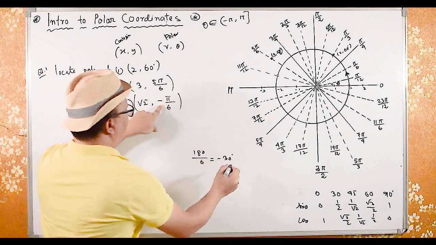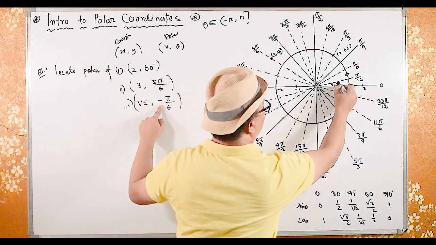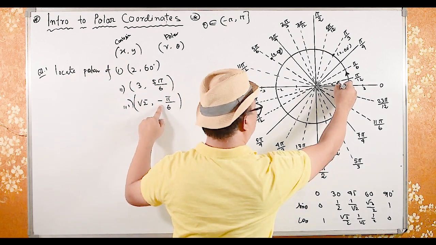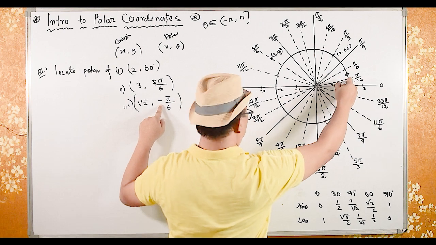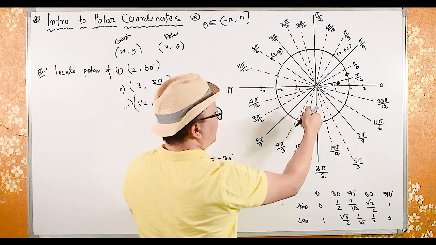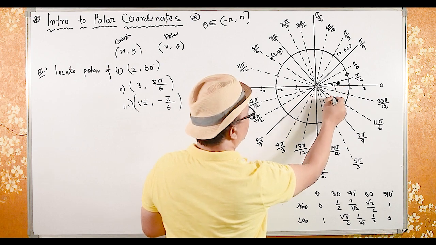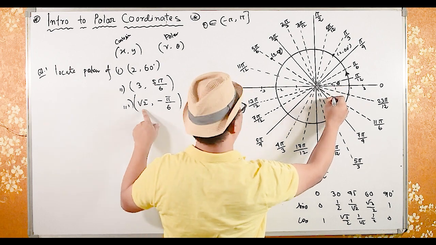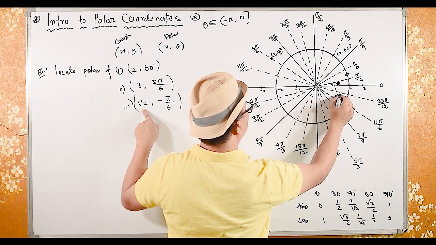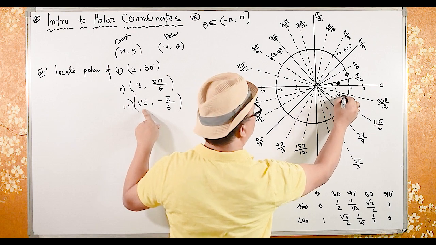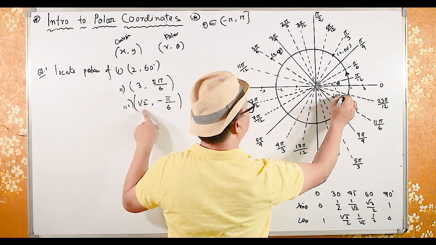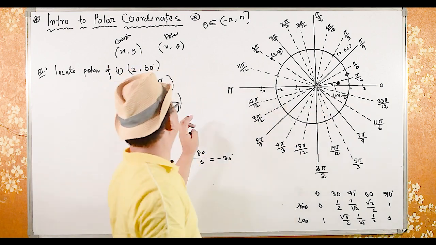Now let's consider that root 2 is over here. Then you bring it down by minus 30 degrees. Here 15, 30 degrees. This is the point for root 2, minus pi by 6. This is the required point for this one.